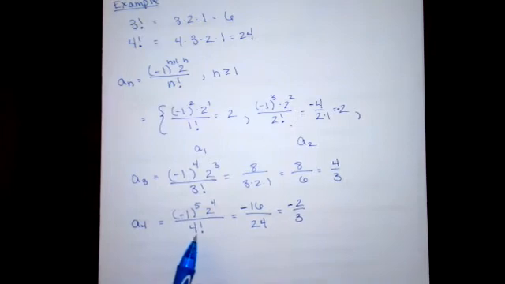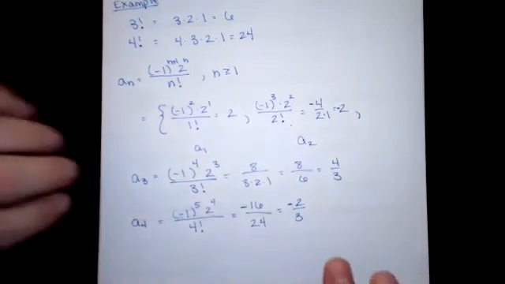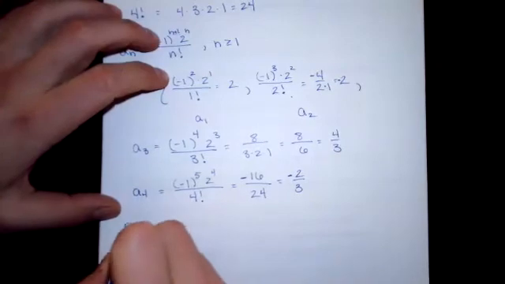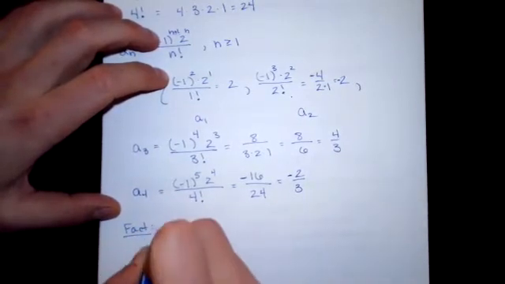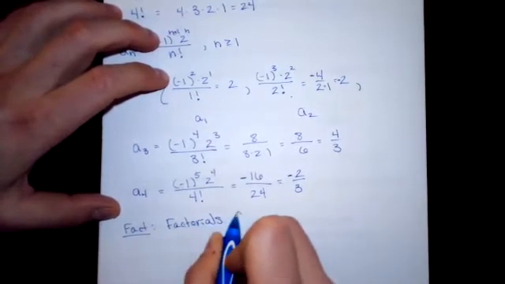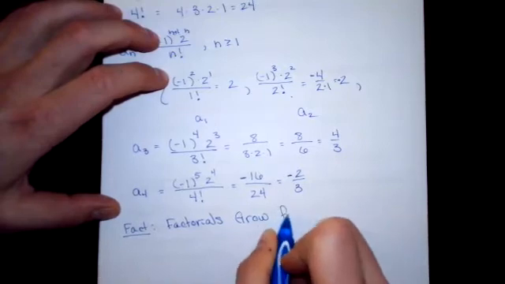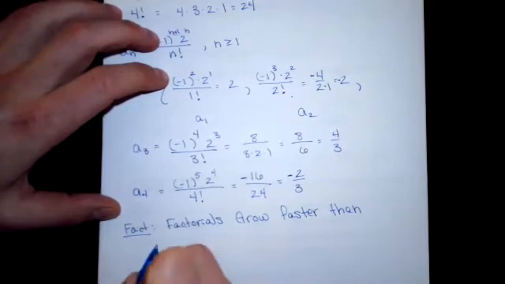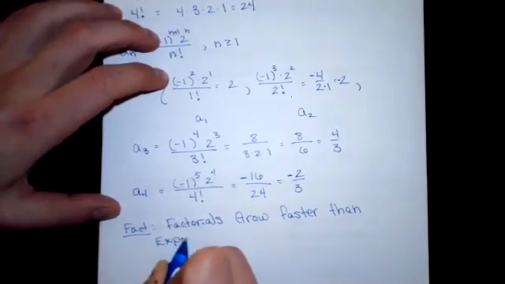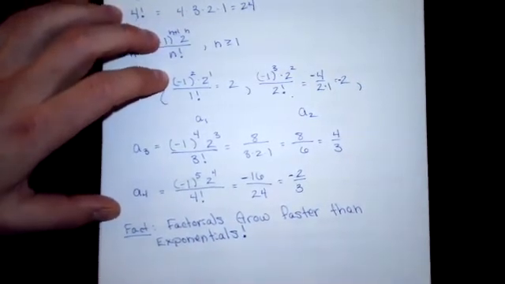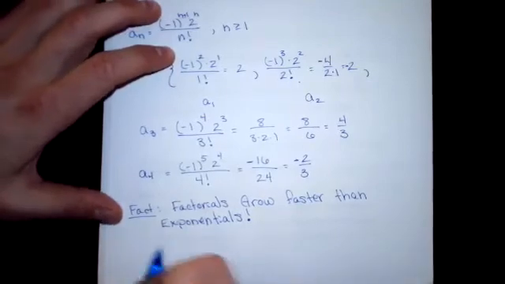So these factorial functions actually get really big, really, really fast. Factorials grow faster than exponentials. So they get really, really big, really, really fast.